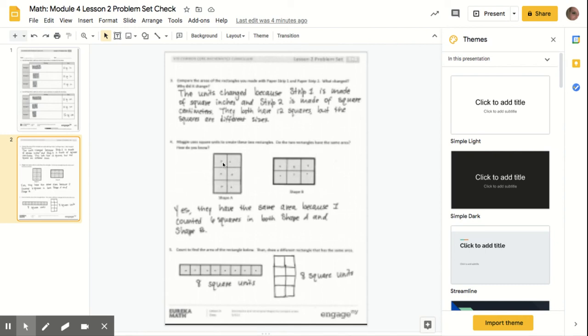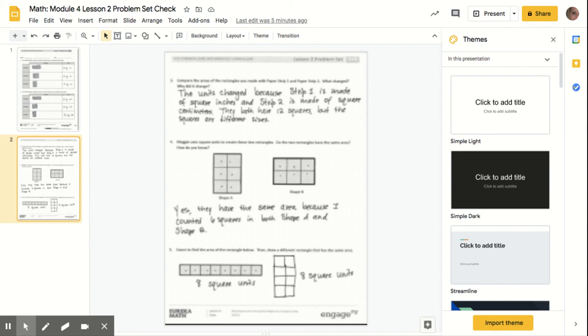So this one has 3 rows of 2. So 1, 2, 3, 4, 5, 6. This one has 2 rows of 3. 1, 2, 3, 4, 5, 6. And they're asking, does it have the same area, even though those 2 rectangles look a little different? The answer is yes. They do have the same area because she counted 6 squares in both shape A and shape B. So they should have the same area.